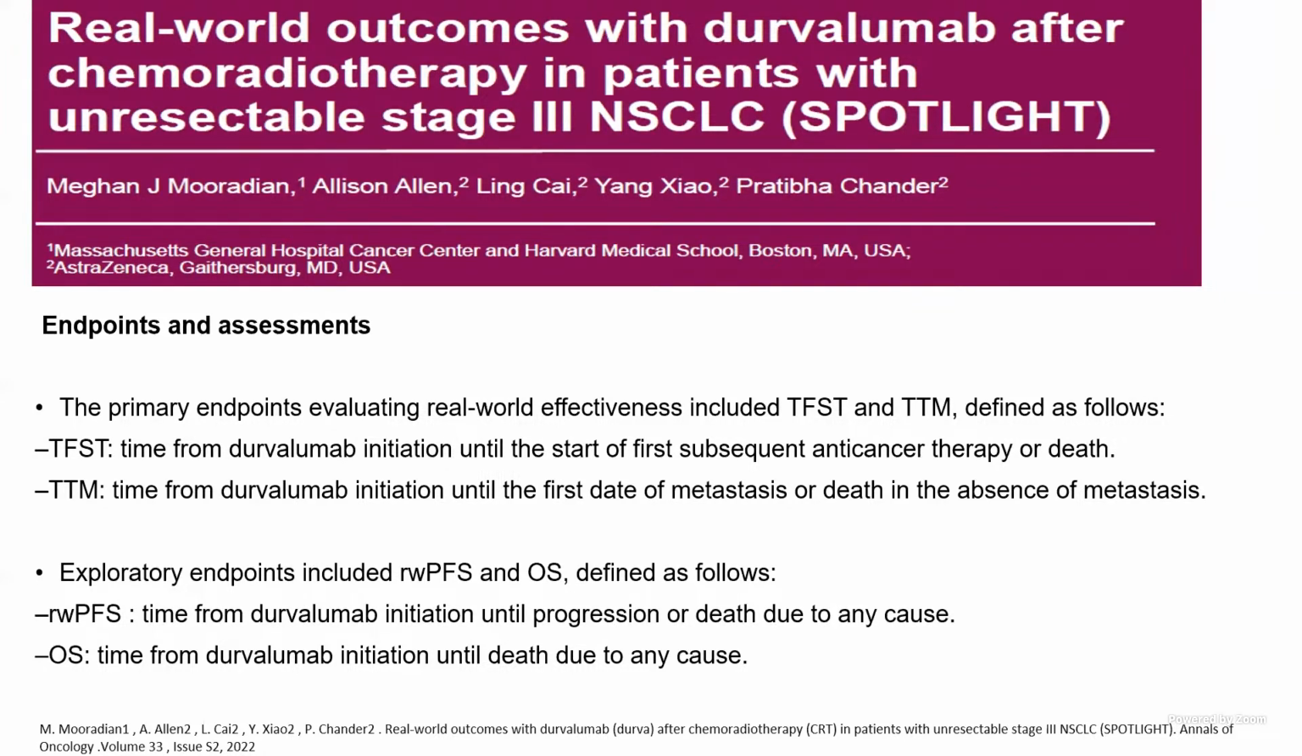So the primary endpoints were time from initiation of durvalumab to the start of the first subsequent cancer treatment, and the TTM was time from durvalumab initiation to the first date of metastasis or death in the absence of metastasis. So these were the two endpoints. Exploratory endpoints were both PFS as well as OS. Next slide.